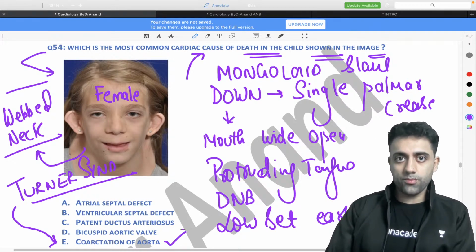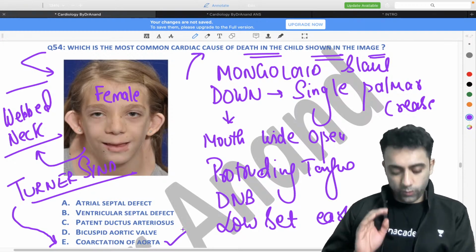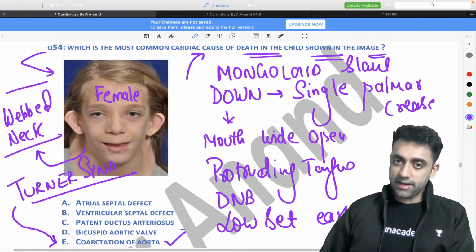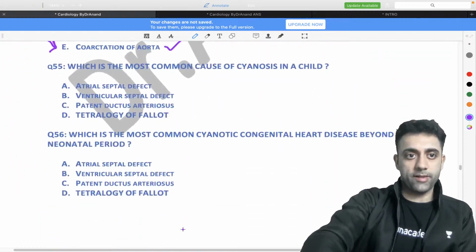This was not Down syndrome, dear. This is a female with a webbed neck seen in Turner syndrome. The most common congenital heart disease in Turner is bicuspid aortic valve, and the most common cause of death in Turner is coarctation.